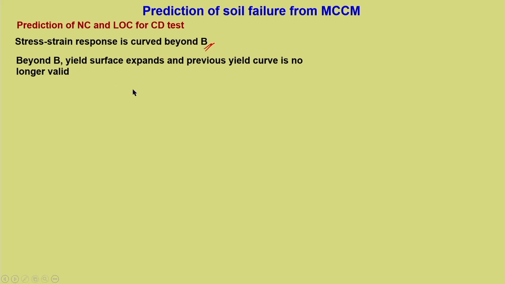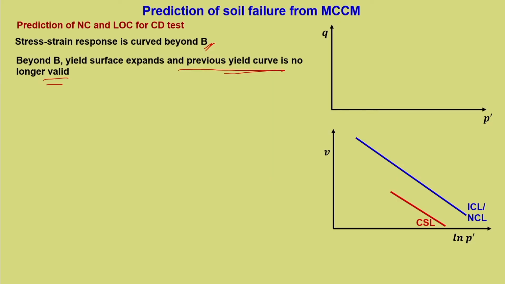Beyond B, yield surface expands, and then the previous yield curve is no longer valid. Now, this is a very important aspect. The moment the stress path crosses the yield curve, I mean to say the initial yield curve, then the previous yield curve which was there, that is the initial yield curve, now it is no longer valid. What is the significance of this statement?